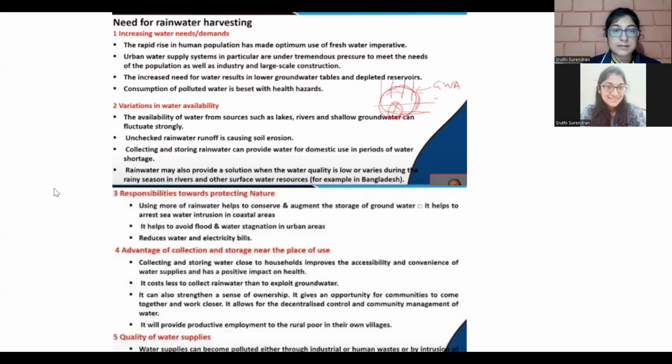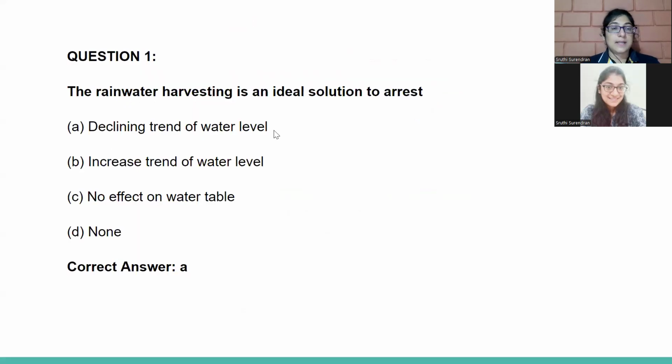The question here is whether it is an ideal solution to arrest the declining trend of water level. Obviously, the water levels increase maybe regionally, yes, but as a result of climate change, the water resource availability is very critical. So the correct answer for this question would be option A. It is helping us find a solution towards a declining trend of water.